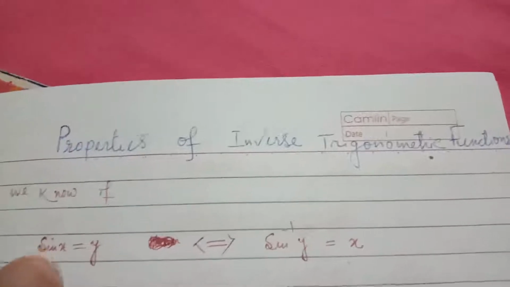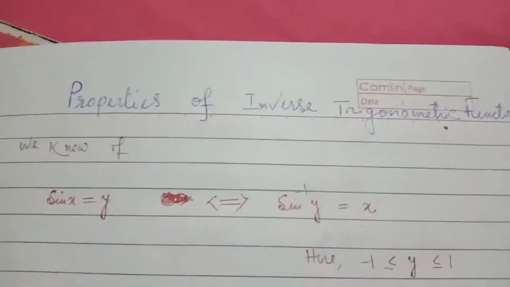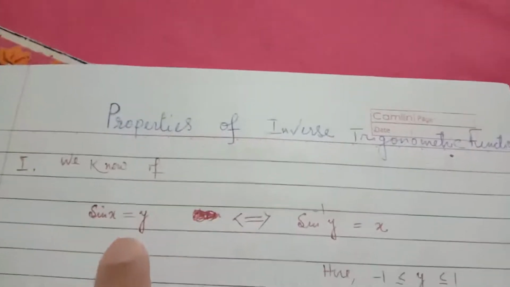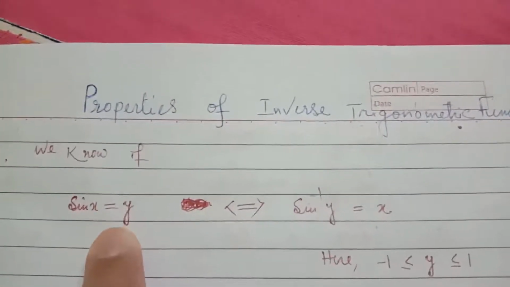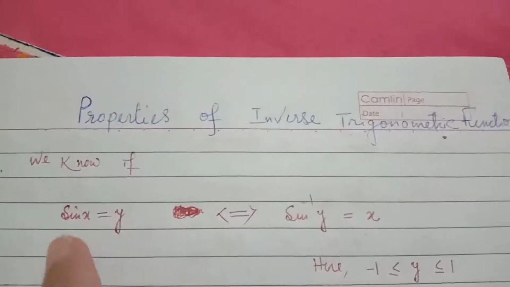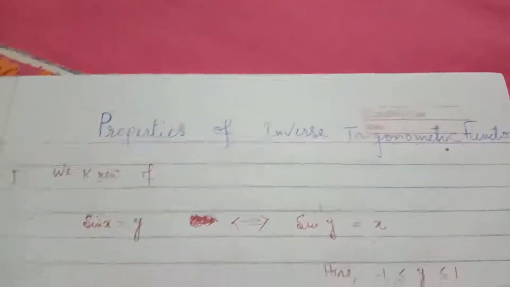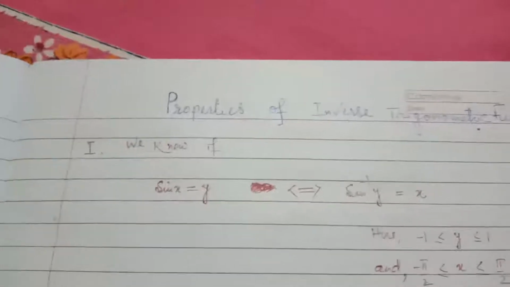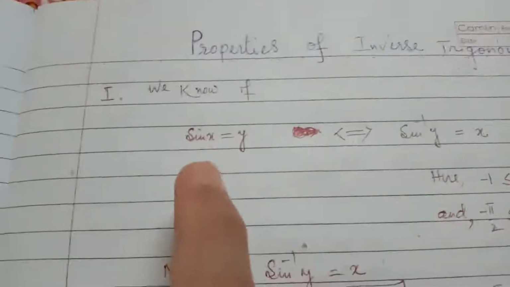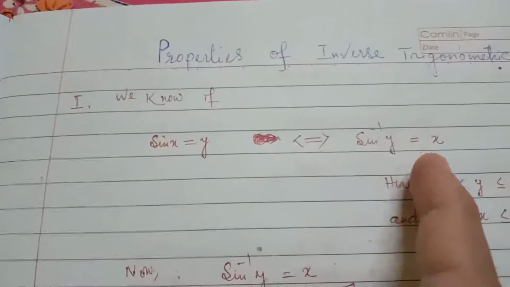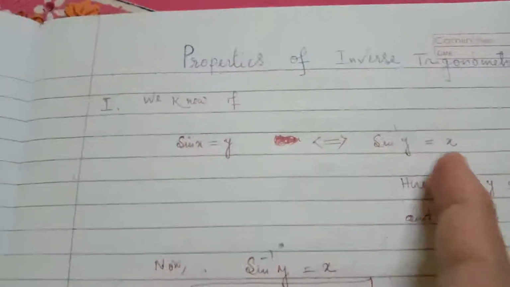Let us start with the definition, what you got in the last class. If sine of x equal to y, then sine inverse of y equal to x. These are two equivalent statements. If sin x equal to y, then sin inverse of y equal to x. And if sin inverse of y equal to x, then sin x equal to y.